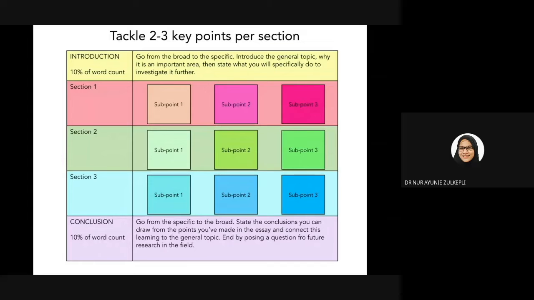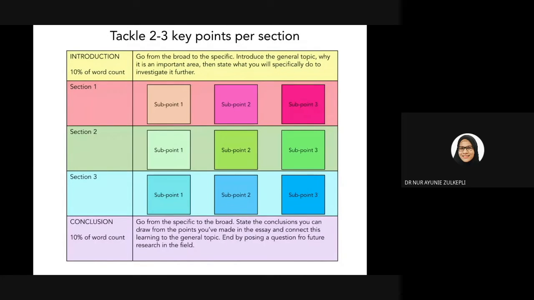You could pick, like, 3 sections, or you could divide the sections into methodology, research, or discussion. It depends on how you're going to structure your literature review. Okay, and then you have your conclusion.